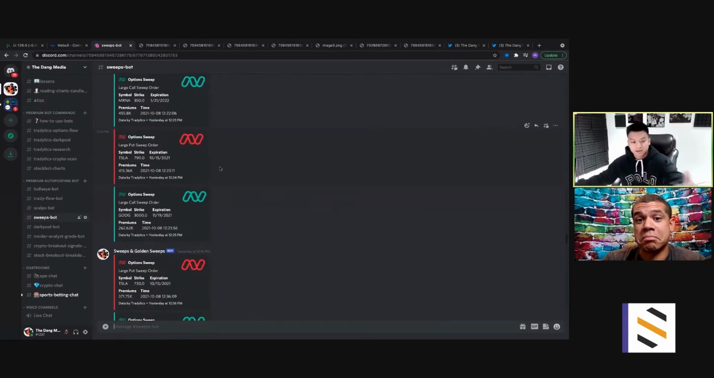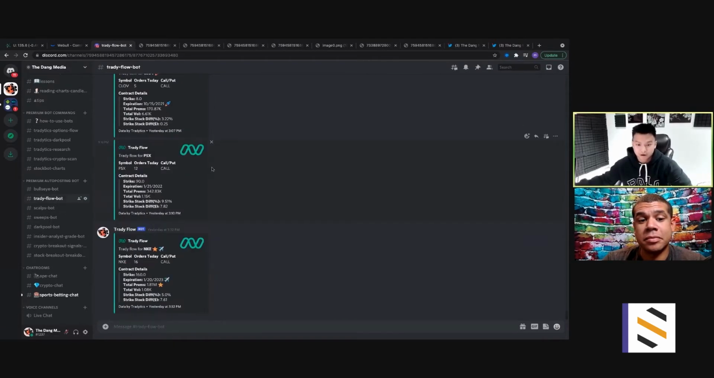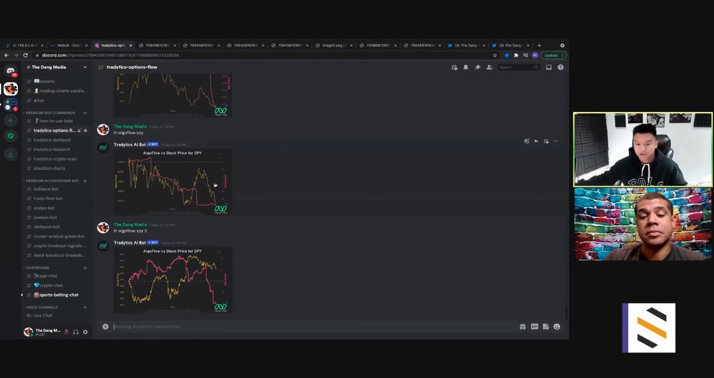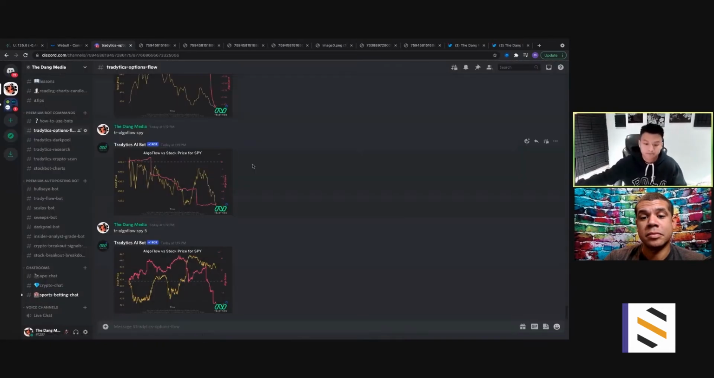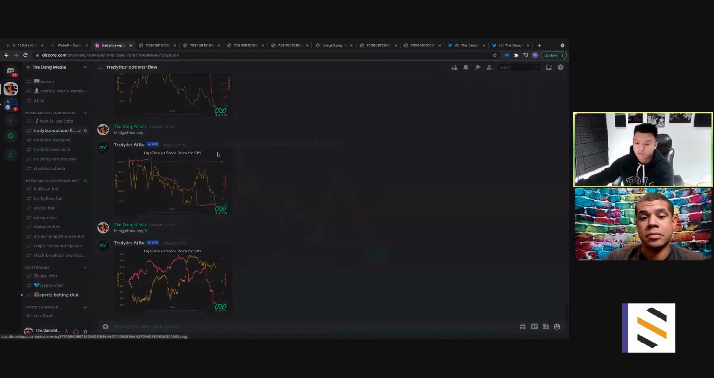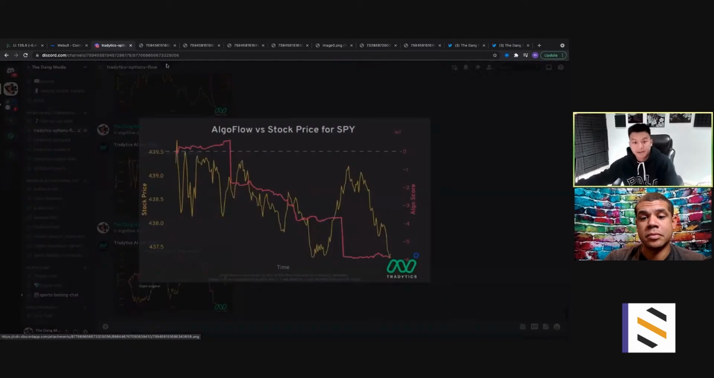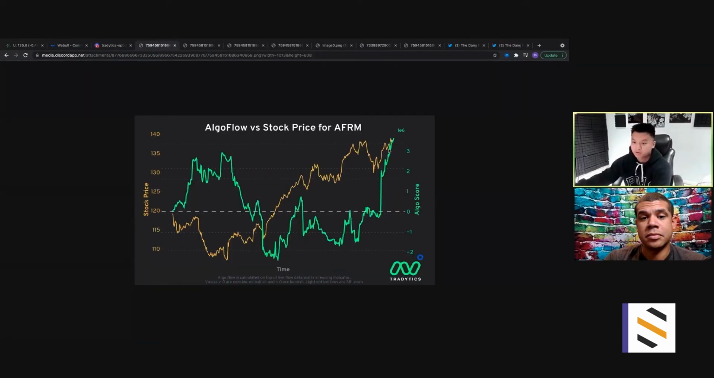And what Tradytics does is they take a look at the sweeps, they look at the flow, and then based on the call and put sentiment, they show it through the algo flow. Right now there were a lot of put orders going in, and that's why the algo flow was bearish on SPY. Then I'll go over a couple examples of what we like to look for with algo flows, like convergences and divergences.